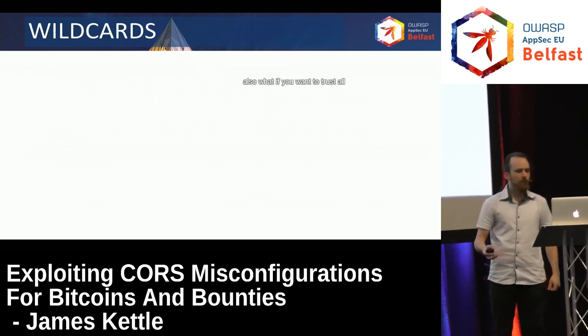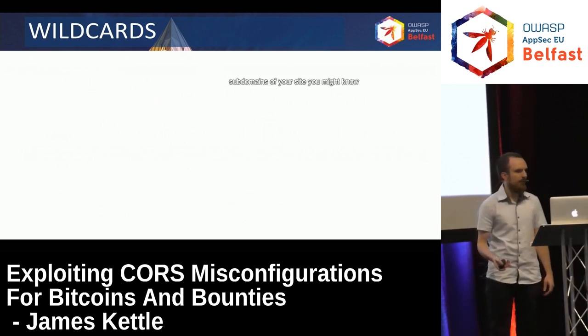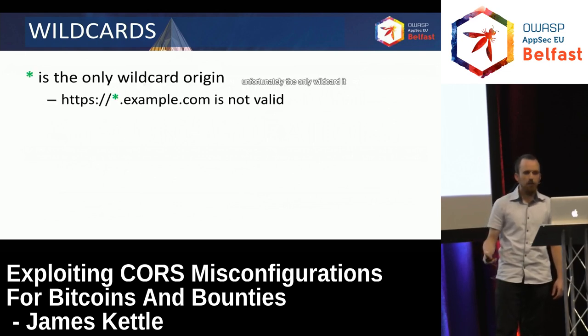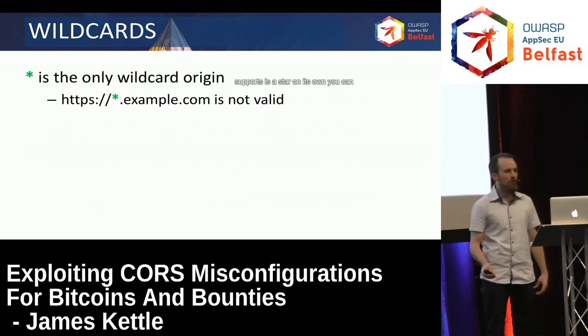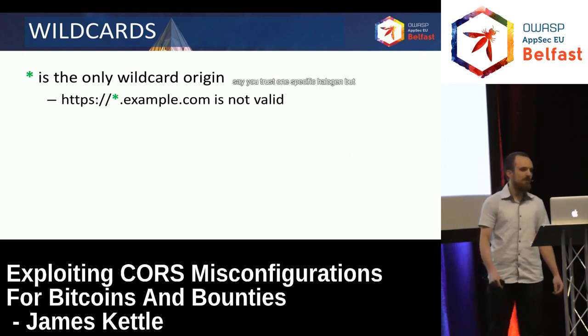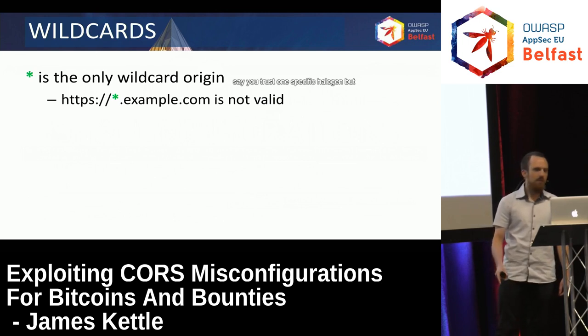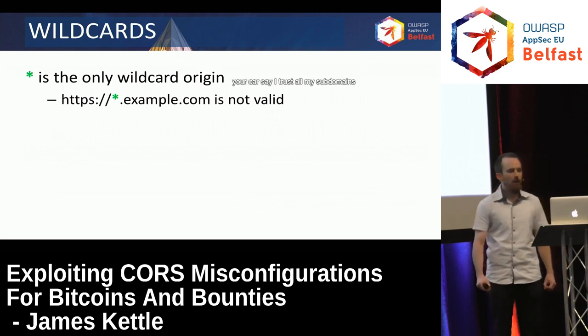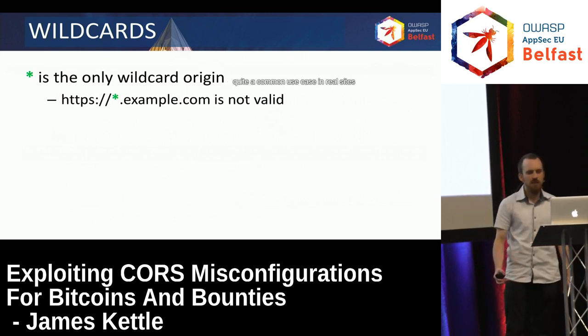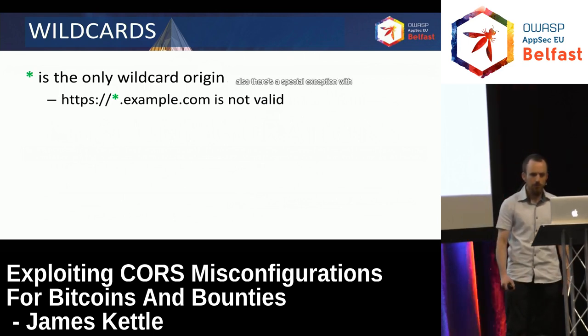Also, what if you want to trust all subdomains of your site? You might know that CORS supports wildcards, but unfortunately, the only wildcard it supports is a star on its own. You can say you trust all origins, you can say you trust one specific origin, but you can't say, I trust all my subdomains, or something like that, which seems to be quite a common use case in real sites.